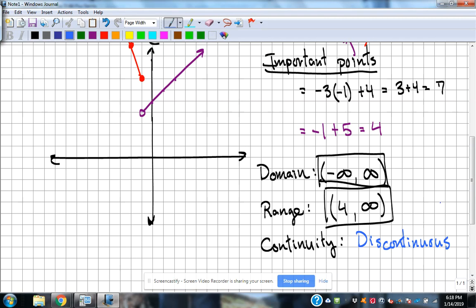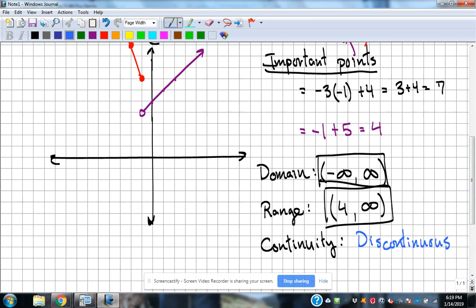The range didn't have any skip spots in it, and the domain didn't have any skip spots in it, but our continuity is still discontinuous because when we trace that graph, we have to pick it up and move to another spot. With a continuous graph, you would never have to pick your pencil up. Continuous means it never stops, right? This one, if I try to trace that, I have to stop and jump down here to start over, to keep going on that graph. So it's discontinuous when you have to do that. So that's how you would determine if something is continuous or discontinuous. All right.